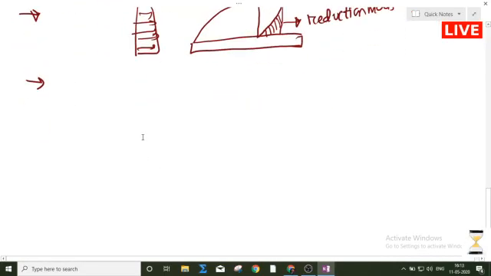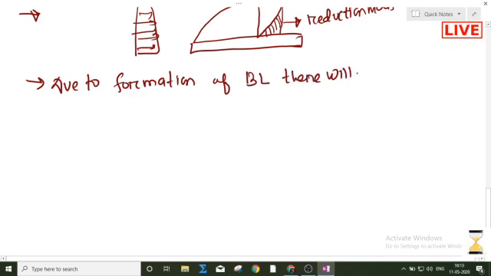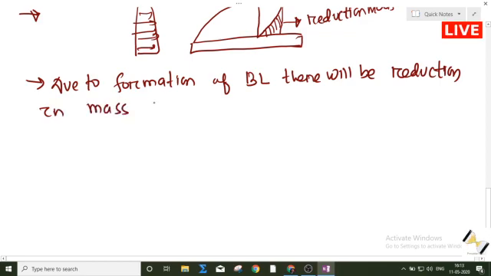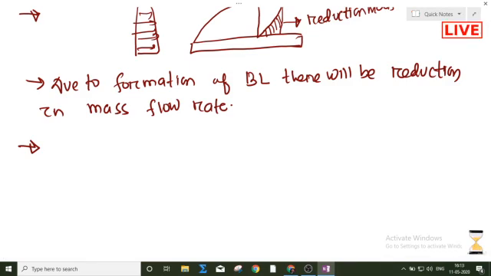What exactly am I saying? Due to formation of the boundary layer, there will be a reduction in mass flow rate. Now in order to compensate this reduction in mass flow rate, the plate has to be displaced a certain distance in the perpendicular direction. What exactly am I trying to say?